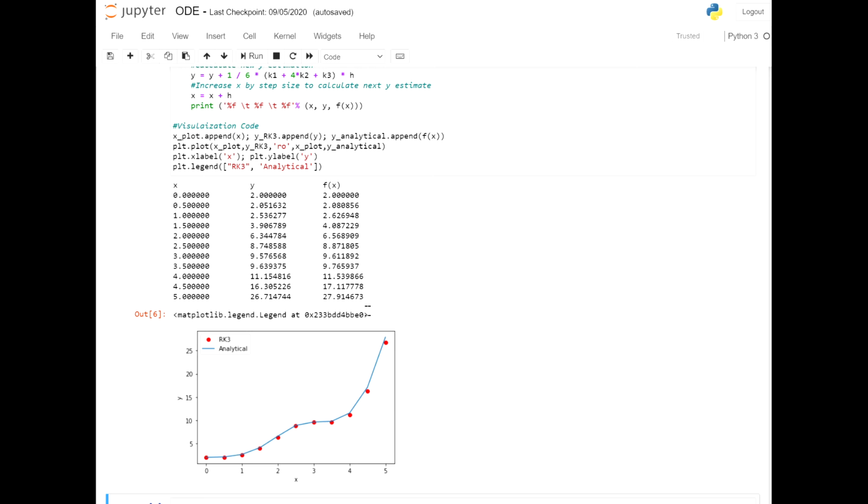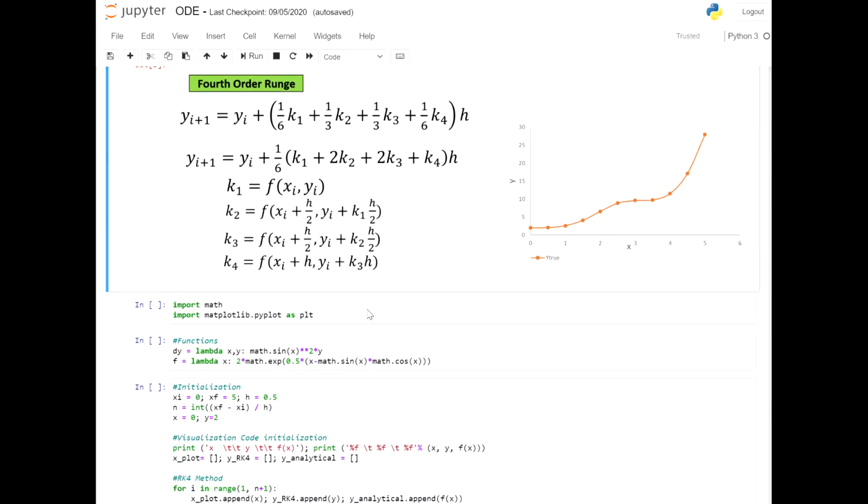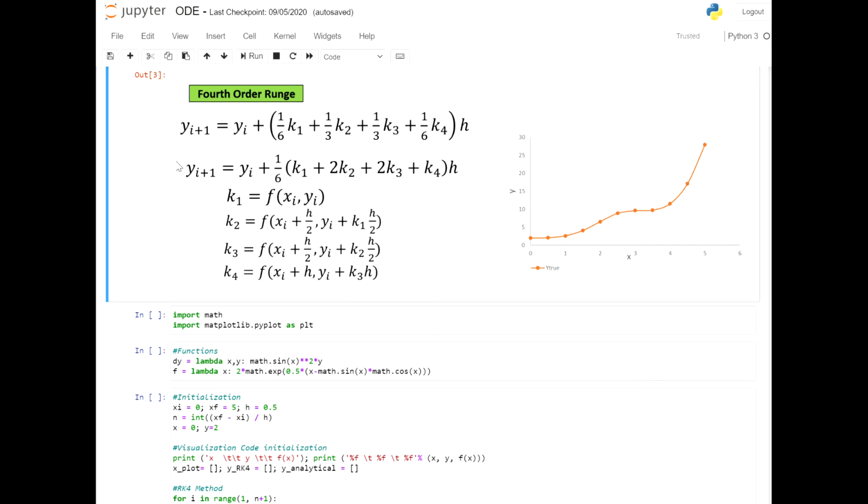So now that we have seen the Runge-Kutta third order, how about we go and see the fourth order Runge-Kutta? Now, if you remember from the last lesson, we described the fourth order as y i plus 1 is equal to y i plus 1/6 multiplied by k1 plus 2 multiplied by k2 plus 2 multiplied by k3 plus k4, all multiplied by h. So we have described the four derivatives.